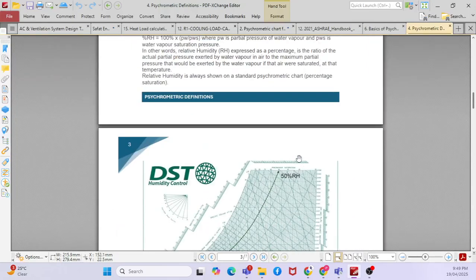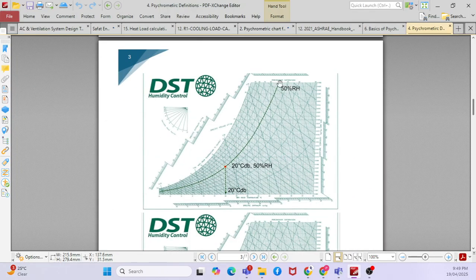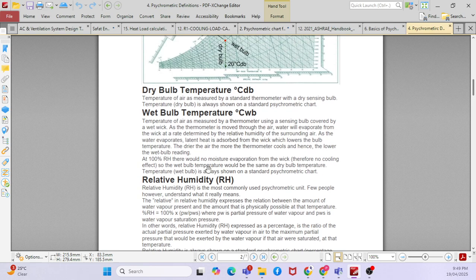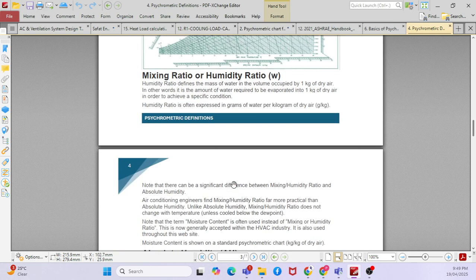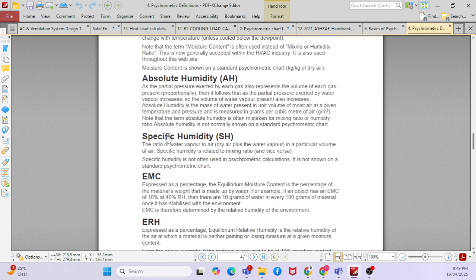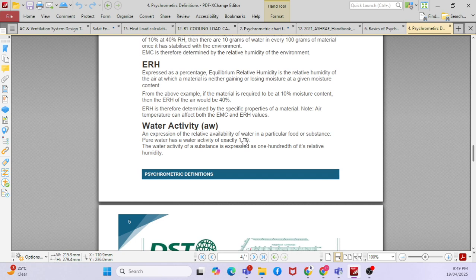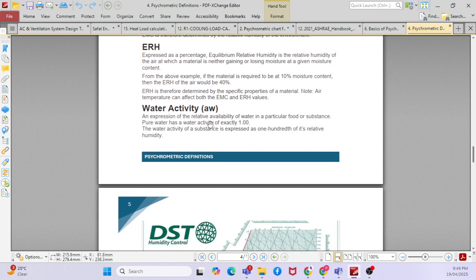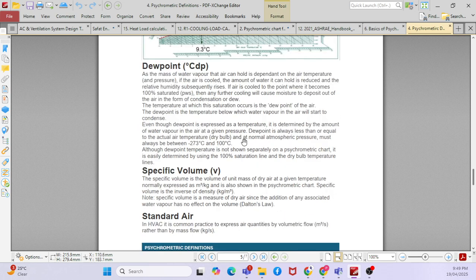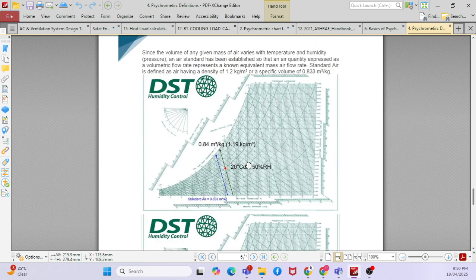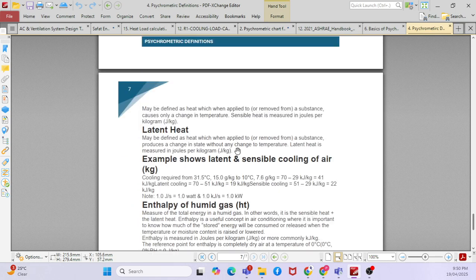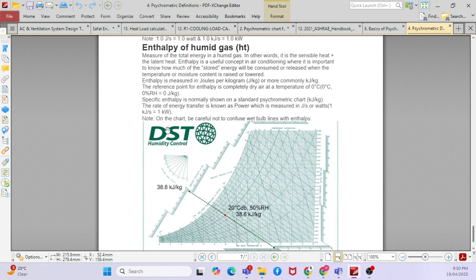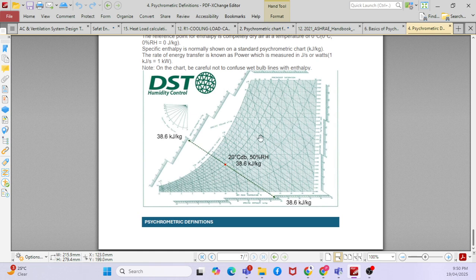And when you go further up, you can see this is the relative humidity line, right? When you go further up, you can see the dry bulb temperature, wet bulb temperature, relative humidity, and then you have absolute humidity, specific humidity, and water activity, then dew point temperature, specific volume, sensible heat, latent heat, enthalpy, right?